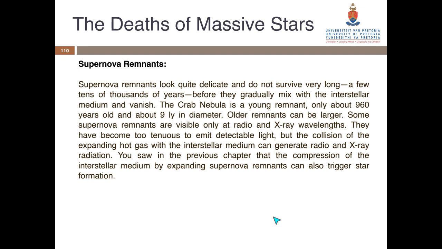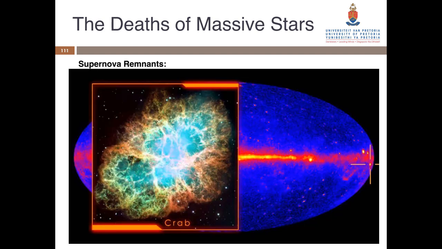You saw in a previous chapter that a compression of the interstellar medium by expanding supernova remnants can also trigger star formation. So here is the image of our own galaxy, and here we can see at the far edge of our own galaxy is the remnant of the Crab Nebula, which is pretty cool to see.